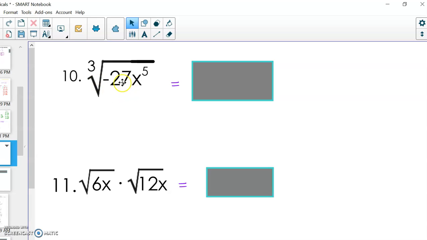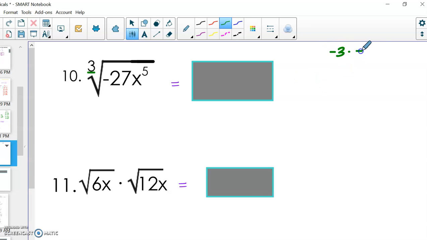Cubed root of negative 27 x to the 5th. Now, you might be thinking, Miss McGinnis, you can't take the square root of a negative. Well, that's true, but this is not a square root. This is a cubed root, right? So with cubed roots, we can have negatives. So think about this as negative 3 times negative 3 times negative 3. I'm multiplying 3 of the exact same thing together, right? That's 9 times negative 3, which is negative 27. So your cubed roots can be negative.